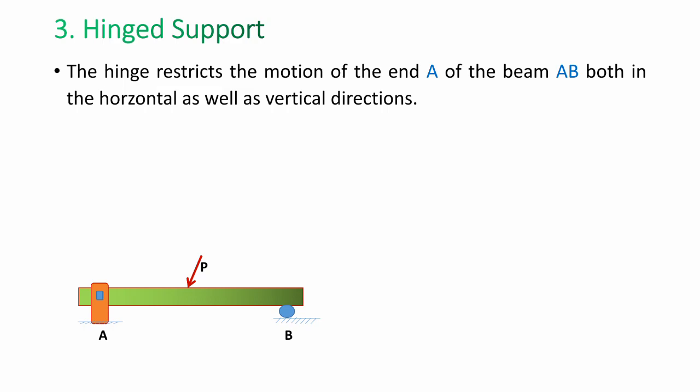If I resolve this force, we get a horizontal component as well as a vertical component. The vertical component always tries to move the body in the downward direction. At the same time, the horizontal force tries to move it towards the left side. So the end A restricts two types of motions, and two reaction forces are generated. I show that graphically here. One is, because of the vertical component of P, the YA force, the vertical reaction force component I have shown here.